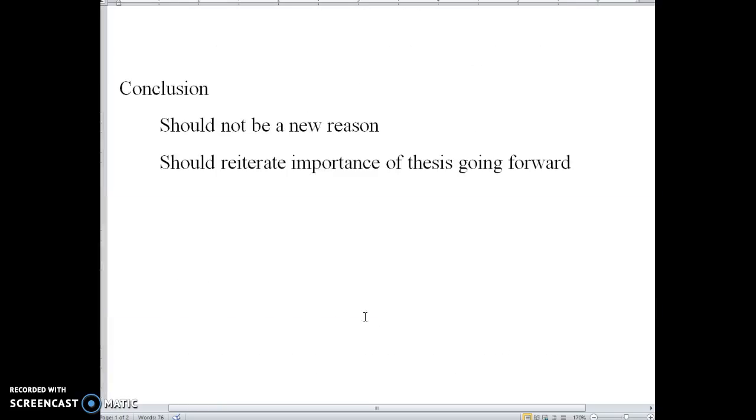And then finally, we want to consider our conclusion. This should not be a new reason. Any reasons for your thesis need to be in the body paragraphs, but the conclusion should reiterate the importance of the thesis going forward. So don't summarize, don't repeat yourself, but rather think about, if all of this happens, if we follow your advice, if we follow your thesis, what can we look forward to? Okay, that would give us a really strong conclusion.